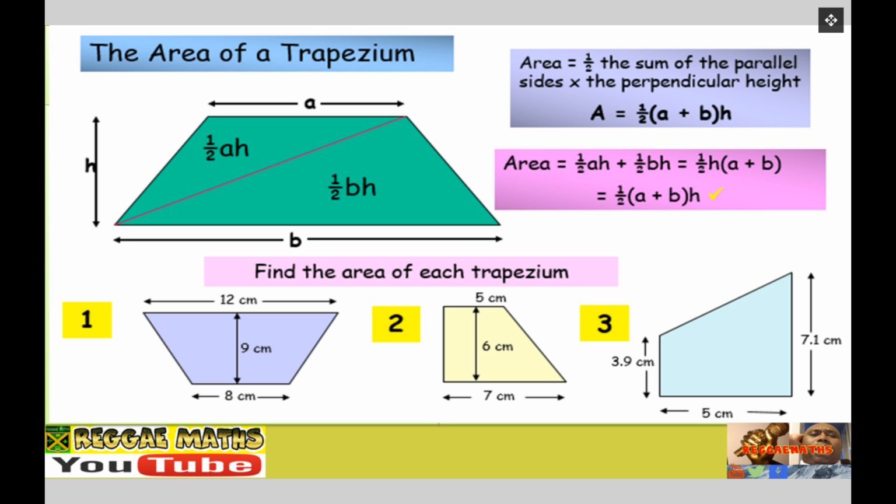So you can see here the parallel sides are A plus B, divided by 2, and then you times the answer by the perpendicular height. So the first question we have here, you can see the 2 parallel sides are 12 and 8, and the perpendicular height is 9. So let's just have a go at this.